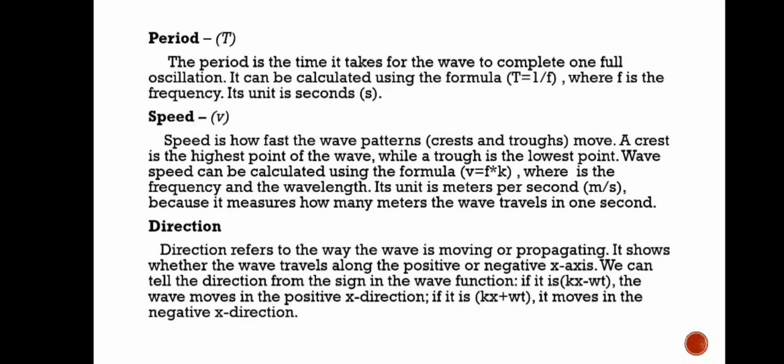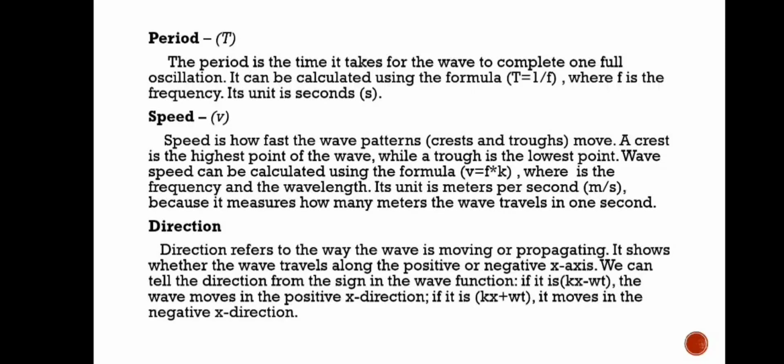After frequency, we have the period. The period is the time it takes for the wave to complete one full cycle. In simple terms, it tells how long it takes for one wave to pass by. The period can also be calculated using the formula T equals 1 over frequency. It is measured in seconds.